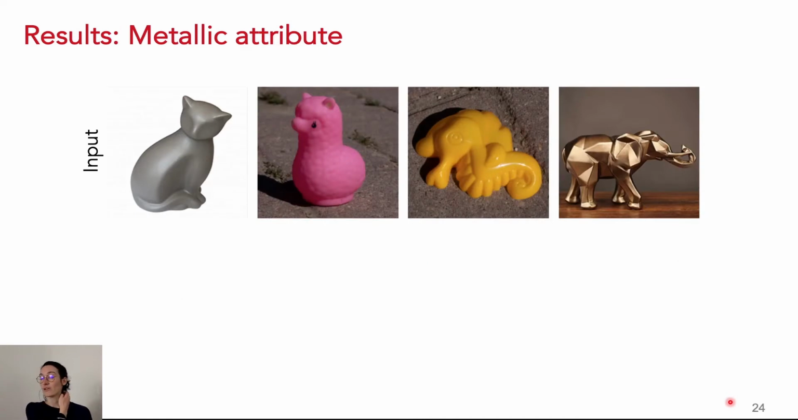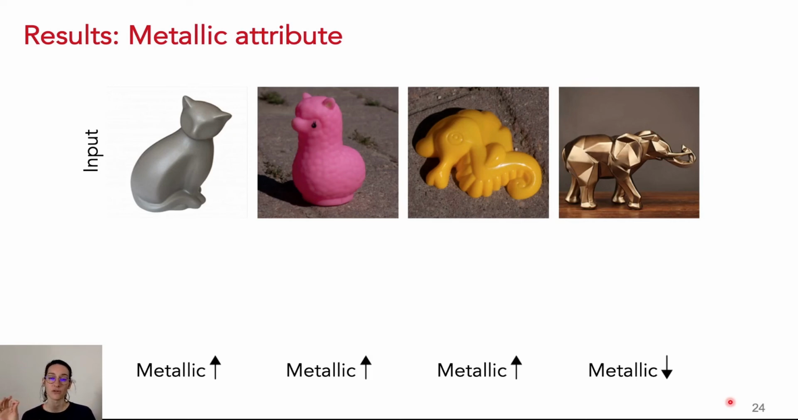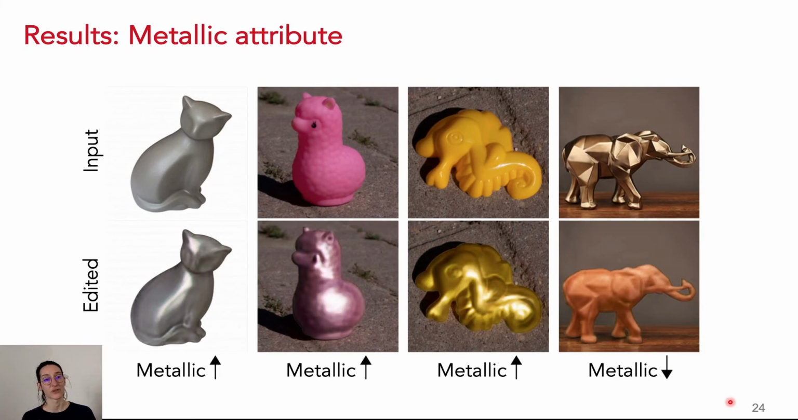First, we will look at some metallic editing. So these are the images that we'll use. In the first three, we're trying to reach a high metallicity score. In the last one, we're trying to reach a low metallicity score. And these are the results that we obtain. You can see that for the ones where we try to reach a high metallicity score, the network has, of course, increased the reflections.